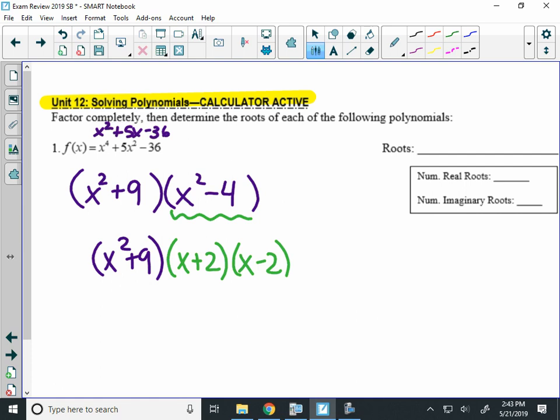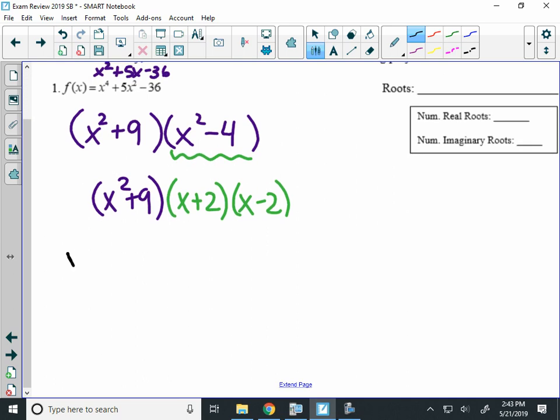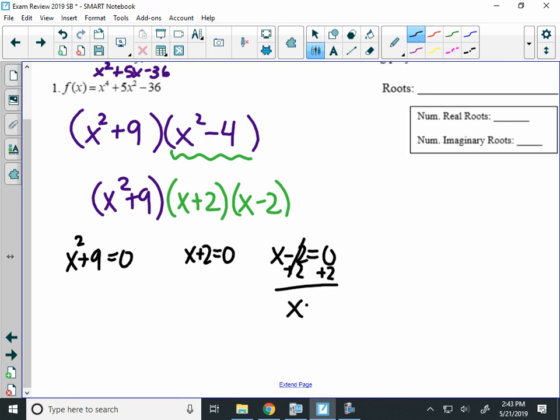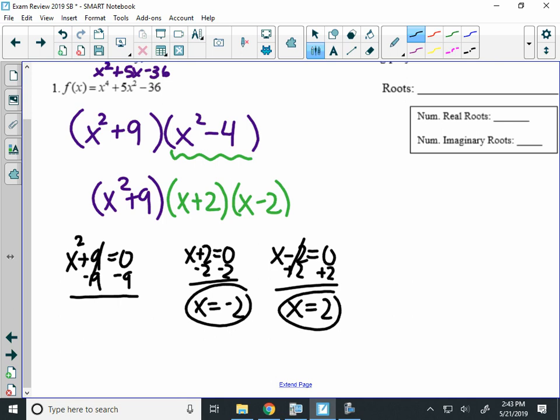All right, now to find the roots, you use the zero product law. You're going to take each factor and set it equal to 0 and solve. So here, x plus 2, I would add, x minus 2, I'd add and get one of my roots to be at 2. The next one I'm going to subtract and get x equals negative 2. And over here I have to subtract 9. Get x squared equals negative 9.